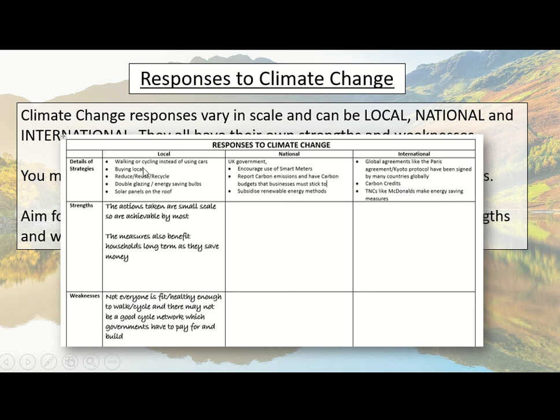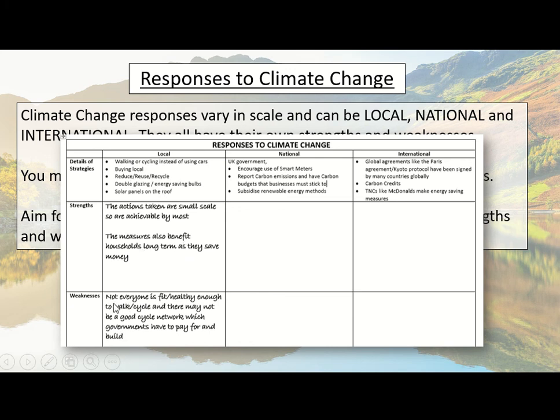In terms of local strategies: walk or cycle instead of using cars, buy local, reduce, reuse, recycle, all things that you probably have heard of. Then just a couple of strengths of those strategies and a couple of weaknesses. So the strengths are they're small scale, but they are achievable. They also benefit households long term because it saves money. If you reduce, reuse, recycle, you don't just save the planet, you save a bit of cash.